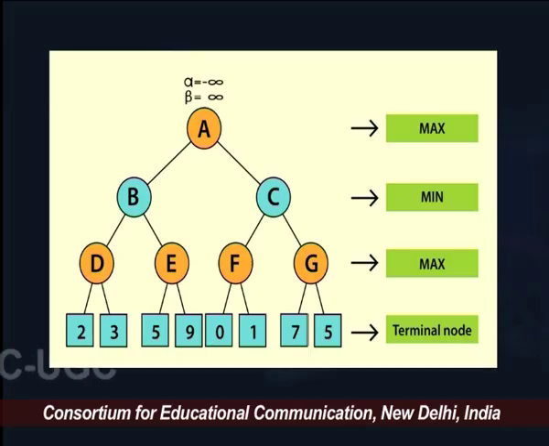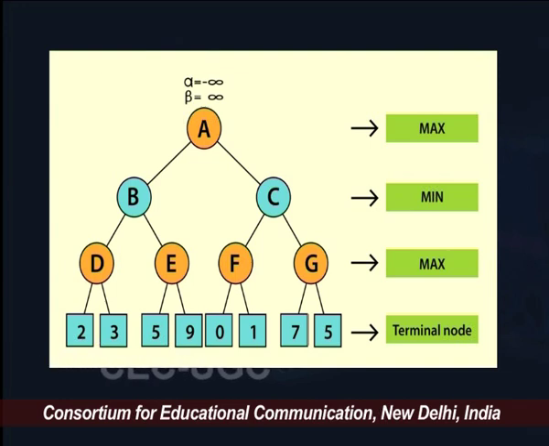This is a familiar tree because we have seen it in our previous lecture also. The first step was the initialization of the alpha and beta values. We start from the top in a depth first search manner. Please recall, in depth first search we start from the top and go deeper as long as we can, and then we start backtracking.